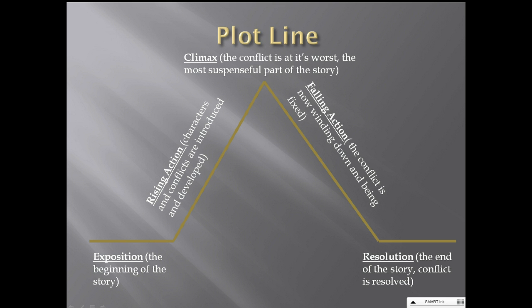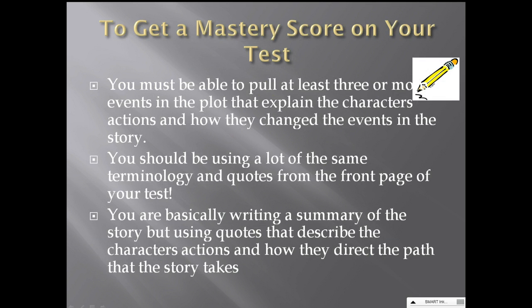Then it goes into the falling action where the conflict is now winding down and hopefully being resolved or fixed. Not all stories do fix the conflict though, especially stories in a series. I should just mention that. And then you move on to the resolution or the end of the story where hopefully the conflicts are resolved. So again, thinking about how the story moves through a plot line, keep that in the back of your mind as we continue and talk about how the characters' actions help develop the plot line.